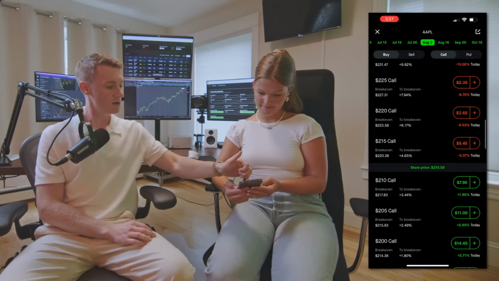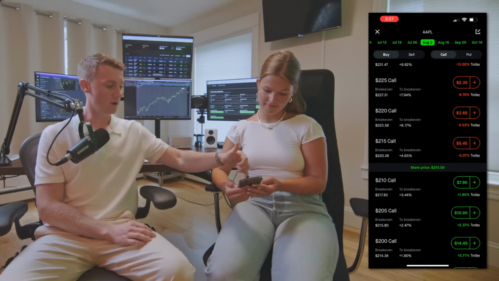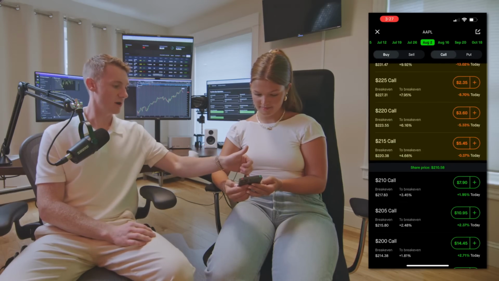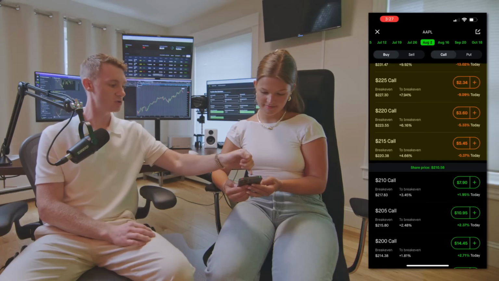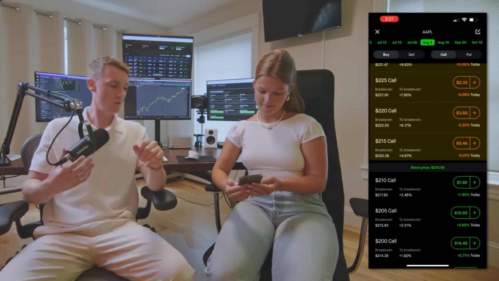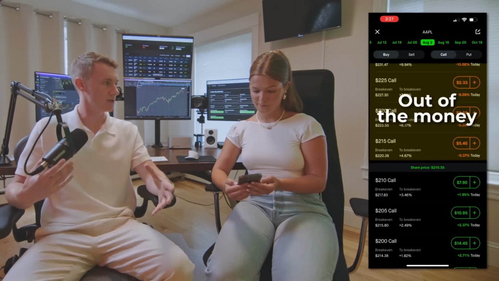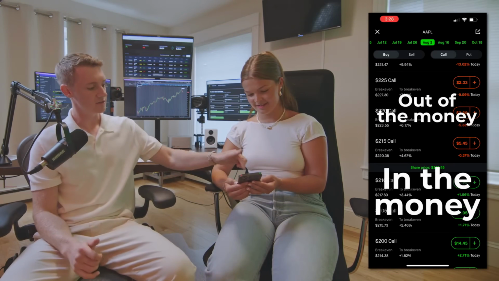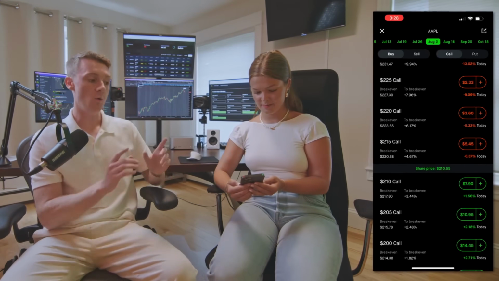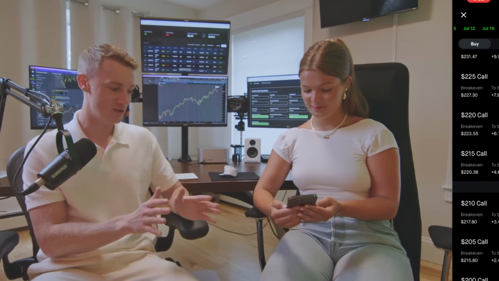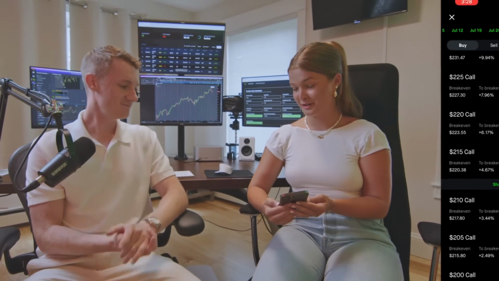And on the other hand, all these contracts above the current share price, so 215, 220, 225, these are all above where Apple is currently trading at. Well, those are all out of the money. There's in the money contracts and out of the money contracts. So these are in the money, these are out of the money, and one of them is riskier than the other, but I'm not gonna tell you. I just want you to choose one. I think the green looks good.